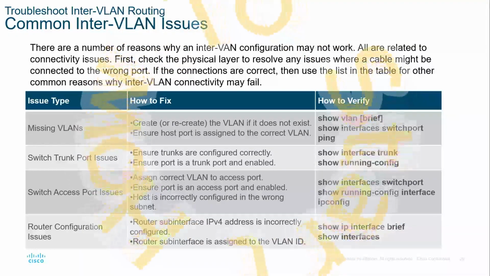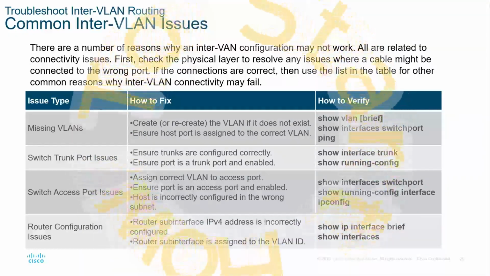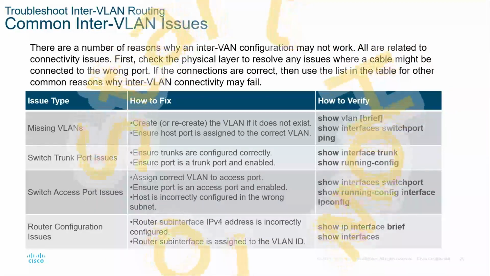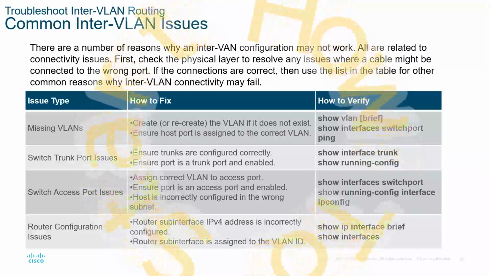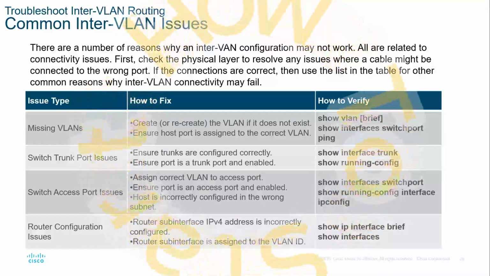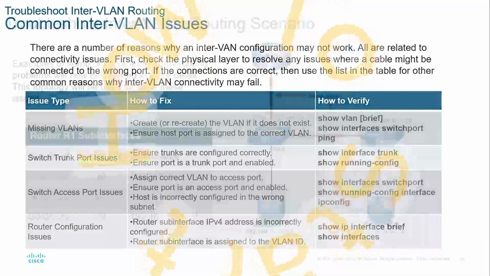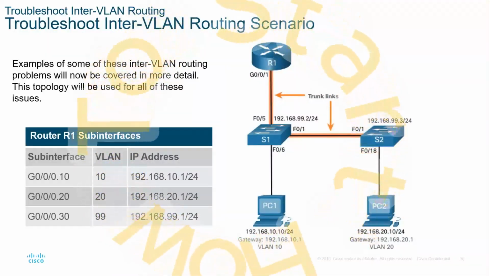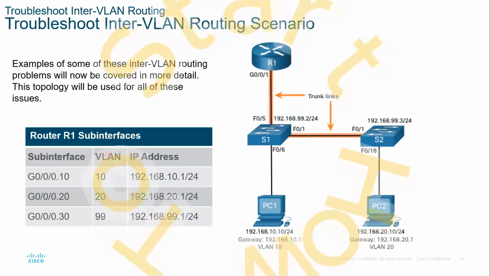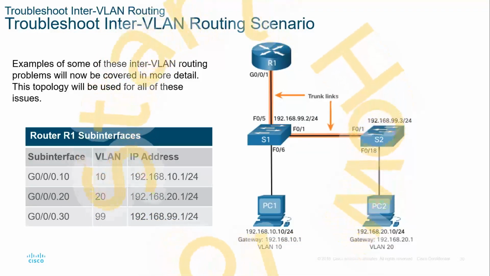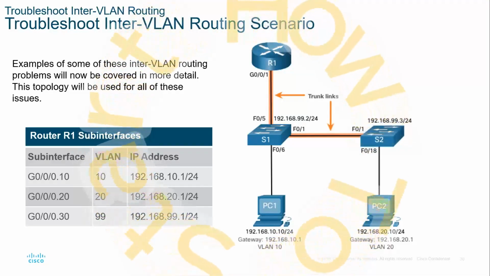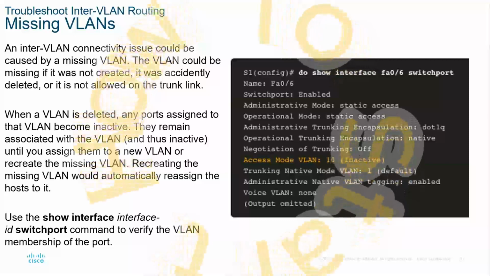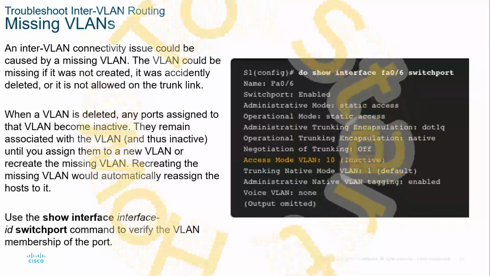If we're looking at routers, we have to make sure that we have the correct IPv4 information. We also have to make sure that we have the correct sub-interfaces and that we are encapsulating the correct VLANs. So for example, here we have 3 VLANs, VLAN 10, 20, and 99. We have our sub-interfaces, we have our trunk. We could be looking at the different interfaces to ensure what is there.